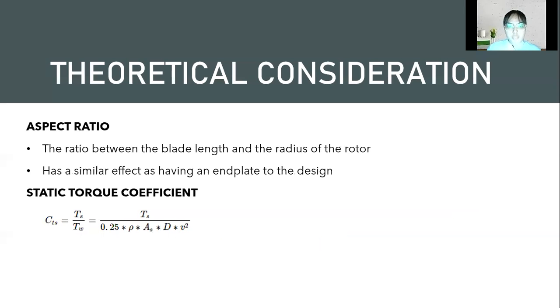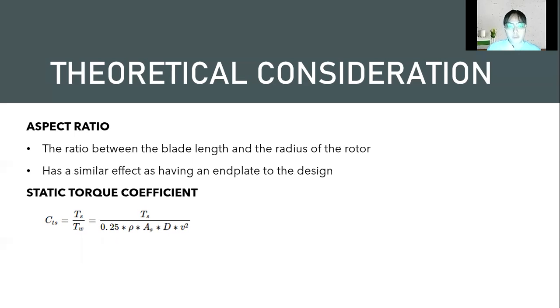Next is the aspect ratio. The aspect ratio is the ratio between the blade length and the radius of the rotor. It is a decisive parameter in having a satisfactory performance for the turbine, and this has a similar effect as having an end plate in the design. An aspect ratio between 1 and 2 shows a satisfactory performance for the turbine.